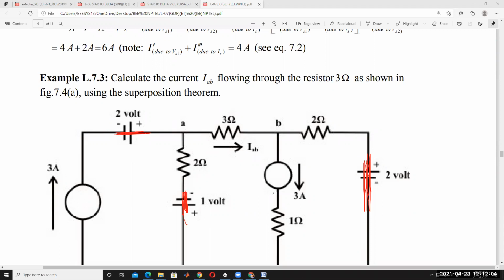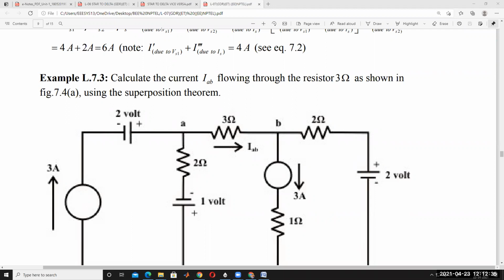But the internal resistance of a current source is infinity. So that's why it is an open circuit. Understood? The internal resistance of the current source is infinity, so open circuit. The internal resistance of the voltage sources is 0, that's why short circuit these two sources. So short circuit this, and short circuit this, and short circuit this. It's clear?